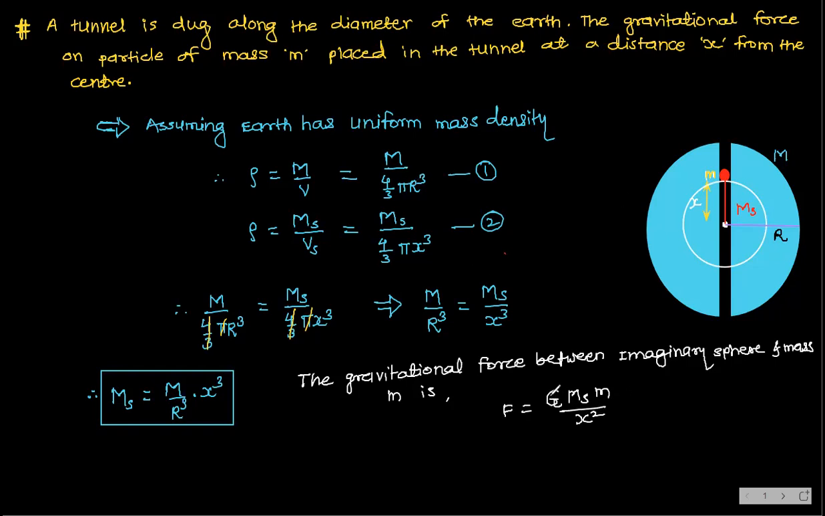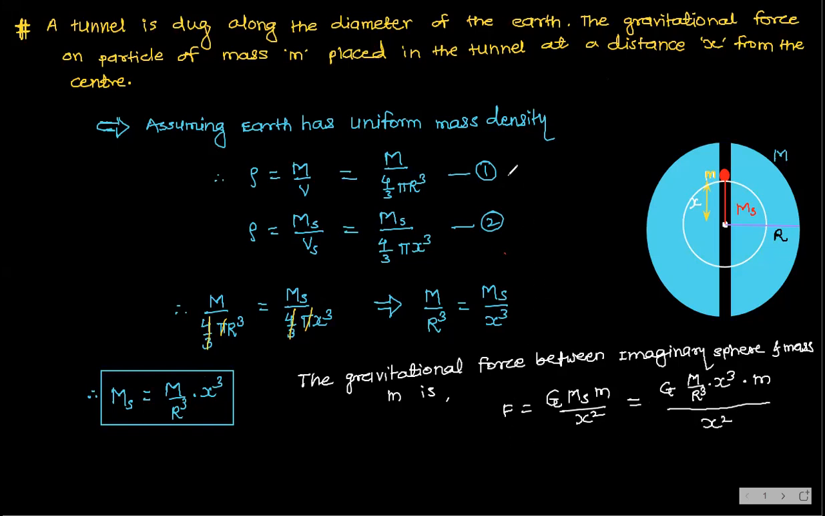Because Newton's law of gravitation, G M m by r square. So G, this M into m divided by this square. That's why G Ms into m by x square. So this is equal to G, and in place of Ms shall I substitute this value? What is this value you see here? M by R cube into x cube. Yes. So here you see M divided by R cube into x cube into this small m divided by this x square.